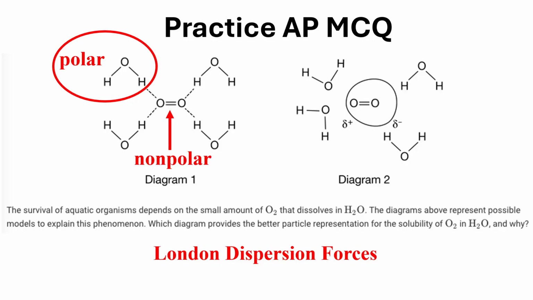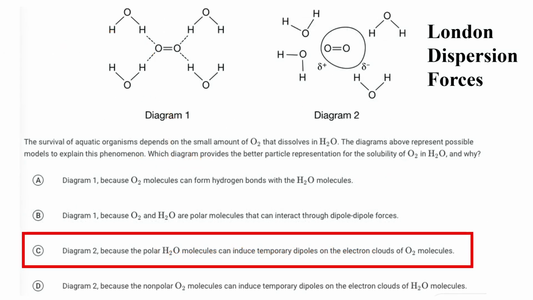So which of these two diagrams do you think better shows London dispersion forces versus dipole-dipole or hydrogen bonding or what have you, other intermolecular forces? Hopefully you chose C. In this, they're trying to show that the oxygen molecule has some London dispersion forces allowing the electrons to push slightly to the right, making it partially negative, and the other side partially positive, which would have a mild attraction to the water particles.